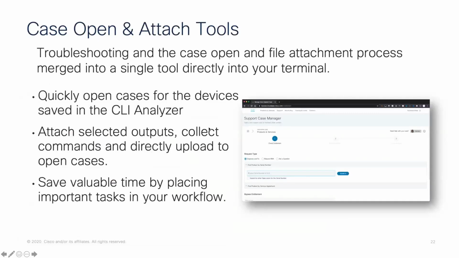The next tool, or the next feature, is the opportunity to attach and open cases. Now, this is something that requires coverage. As you do the coverage check, it's going to validate whether or not your serial numbers are on contracts before it will allow you to open a case, for example. But if you've gone in and opened a case previously, you do that through the support case manager, and you put in some details there.